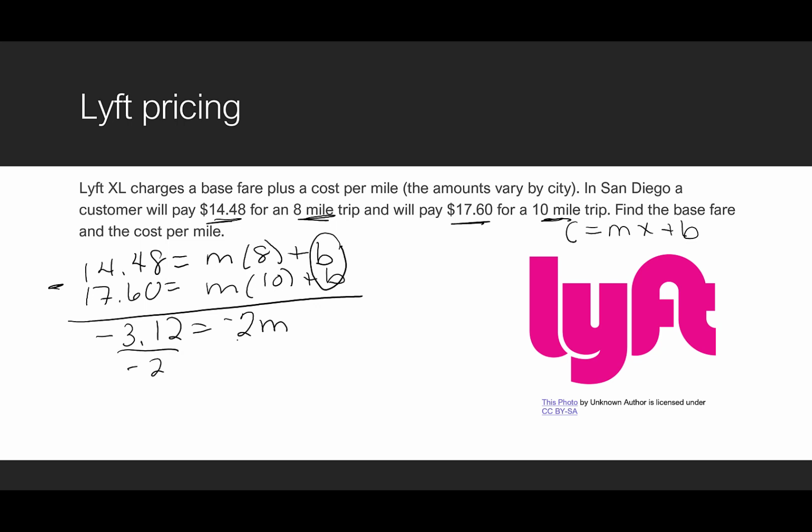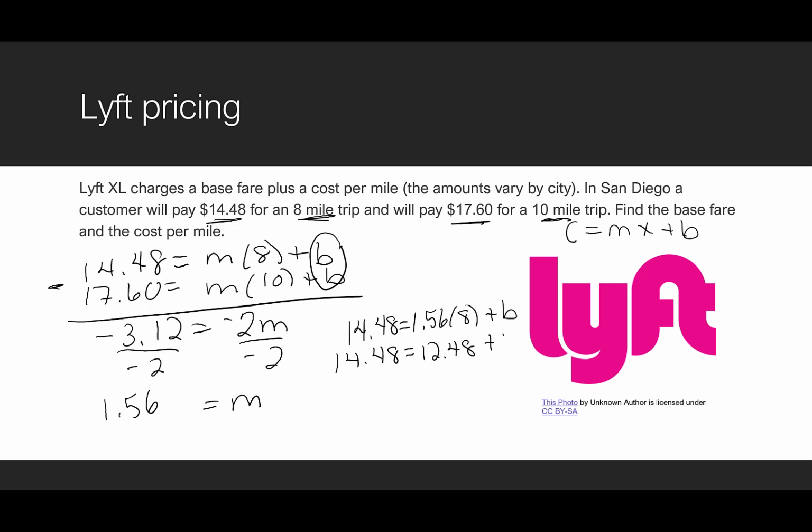So let's divide by negative 2, and that says m is equal to 1.56, so we're paying $1.56 per mile. Now let's find the base fare. So I'm going to go back to the first equation, 14.48. Now we know that's 1.56 times 8 plus whatever the base fee is. So that says 14.48 is equal to 12.48 plus b. I subtract 12.48 and it says b is equal to 2. So my base fare is 2. My cost per mile is 1.56, and we use the addition method.